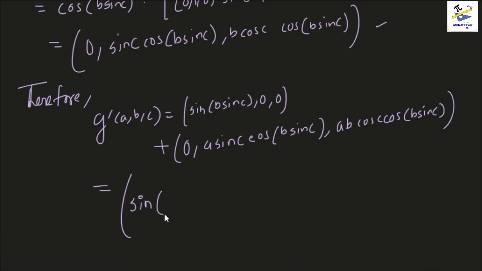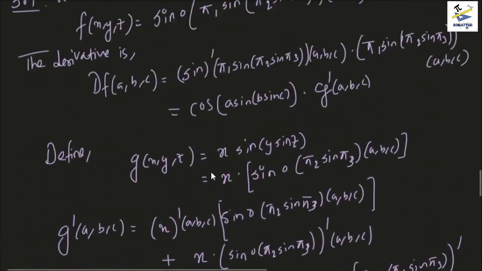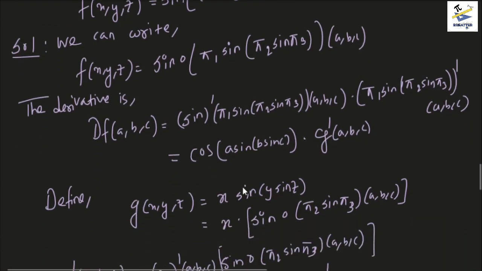sine of b sine c comma a sine c cosine of b sine c comma ab cosine of c into cosine of b sine c. This would be g prime of ABC. Now we go back to our original problem. It was cosine of a sine b sine c into g prime ABC.